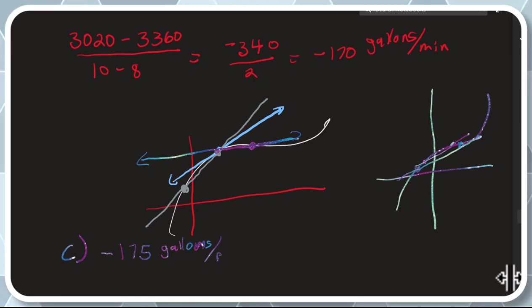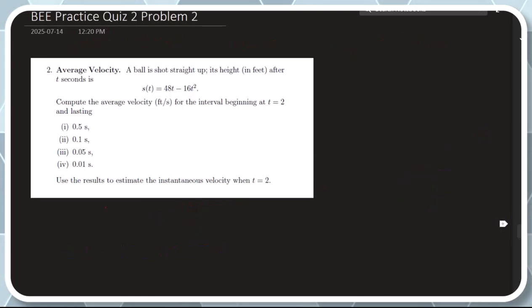And that would be an estimate of the slope at that point. Okay, so for this next one, a ball is shot straight up. Its height in feet is given by that. Compute the average velocity for the interval beginning at t equals 2 and lasting for those amounts of time.